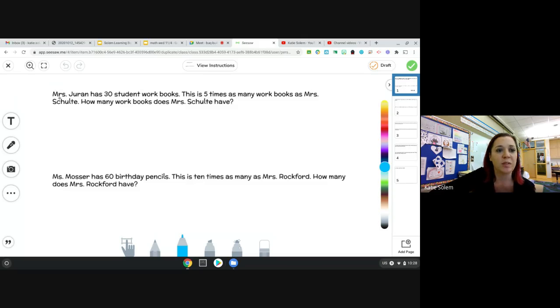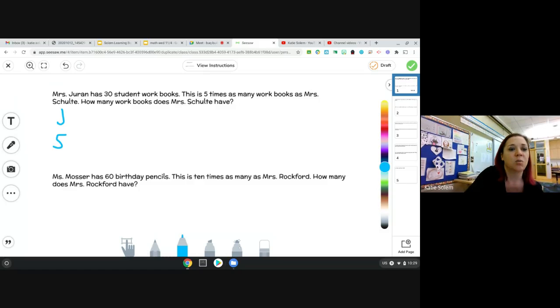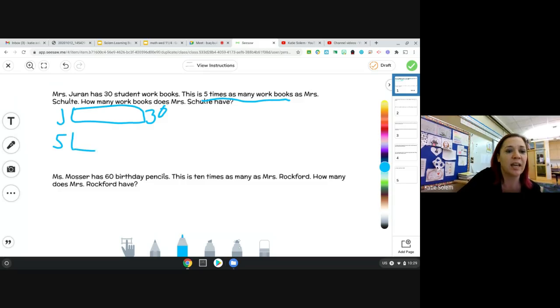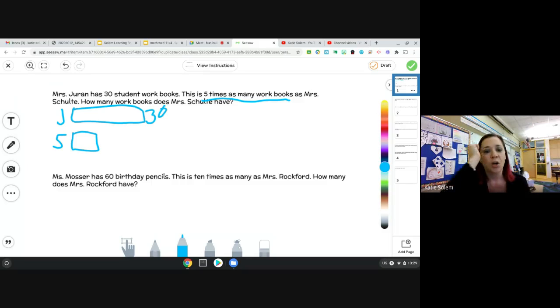It says, for this one, Mrs. Duran has 30 student workbooks. This is 5 times as many as Mrs. Schulte. How many workbooks does Mrs. Schulte have? Now, sometimes it's easiest for me to visualize it with comparison bars. So Mrs. Duran has 30. Now it says this is 5 times as many as Mrs. Schulte. So that means Mrs. Schulte has less. So Mrs. Schulte has 1/5 of what Mrs. Duran has.